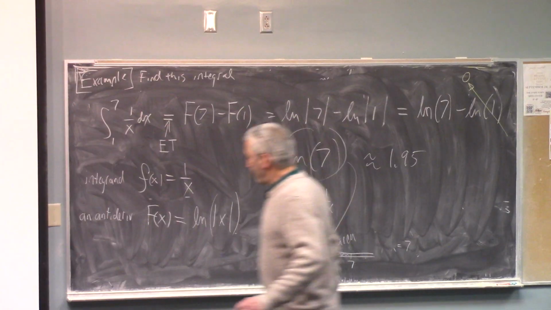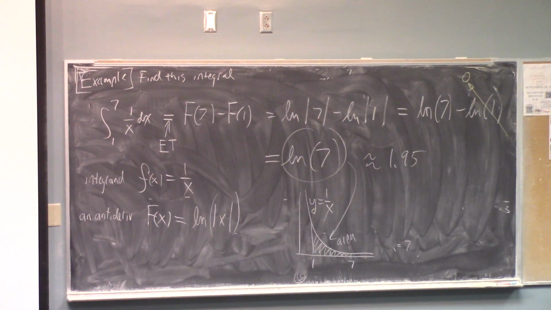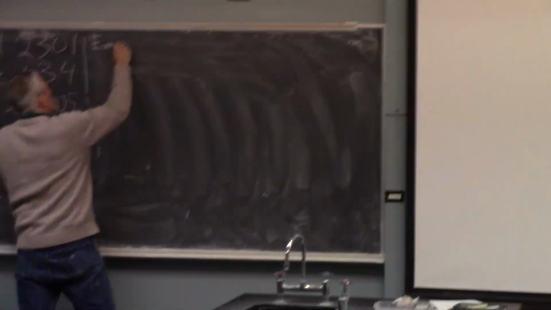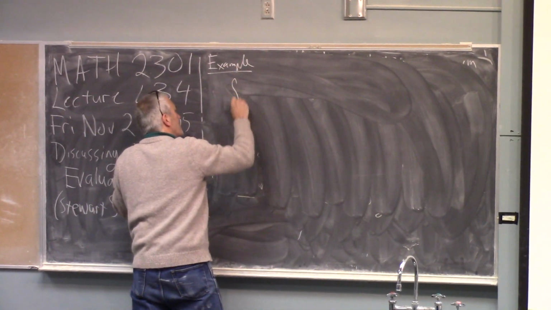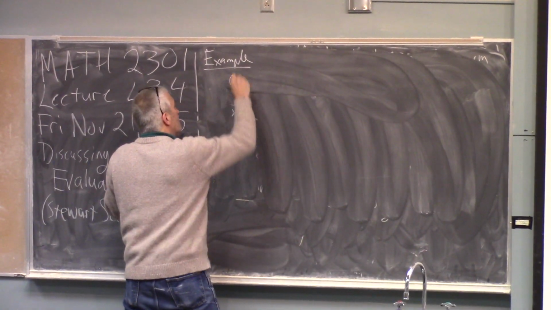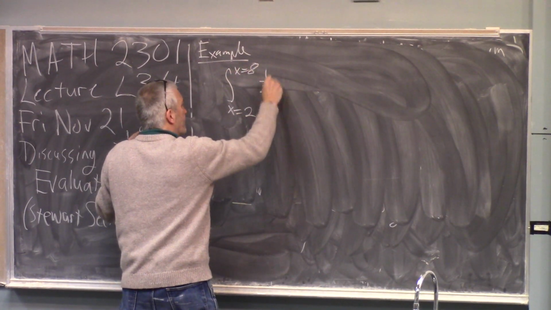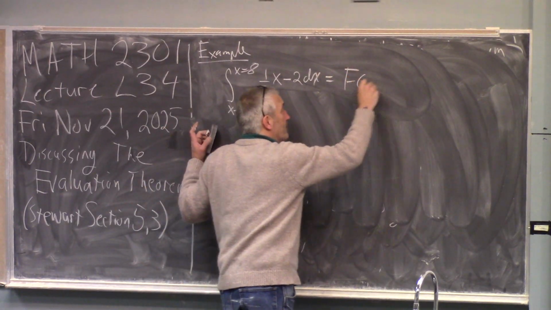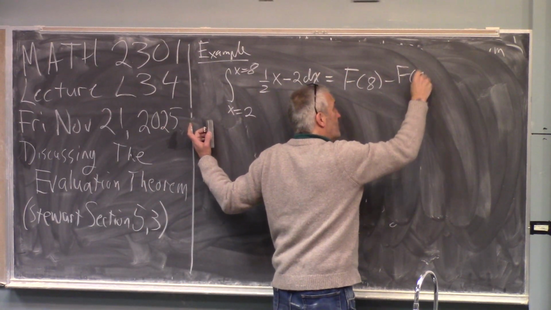All right, let me do another example. Having trouble with object permanence. Where's my eraser? There. Let's do the definite integral from x equals 2 to x equals 8 of 1/2 x minus 2. So that's going to be capital F of 8 minus capital F of 2.